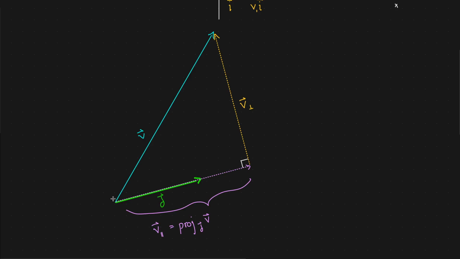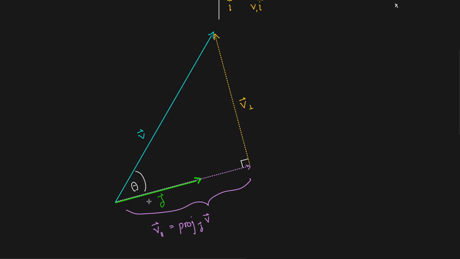So in this diagram, the component of v, remember it's a scalar, is just going to be, using a different color, this length from here to here. Okay, not a vector, it's a length. That is going to be the component of vector v onto vector d. So the length of that side is the component.